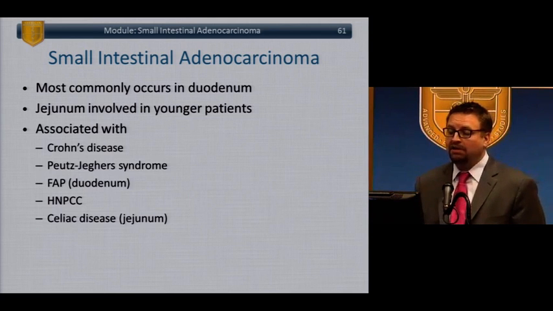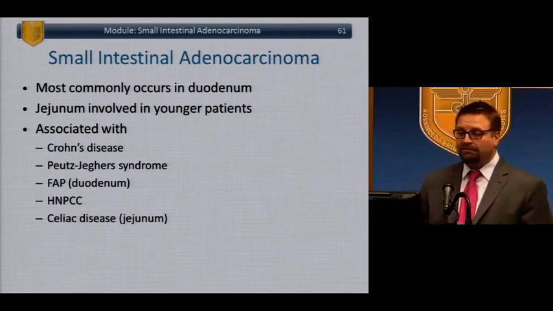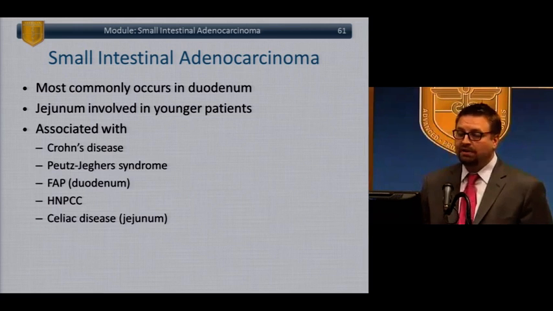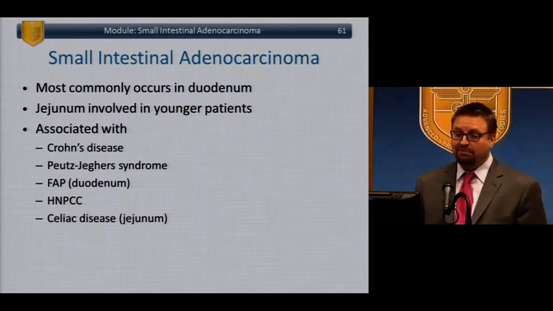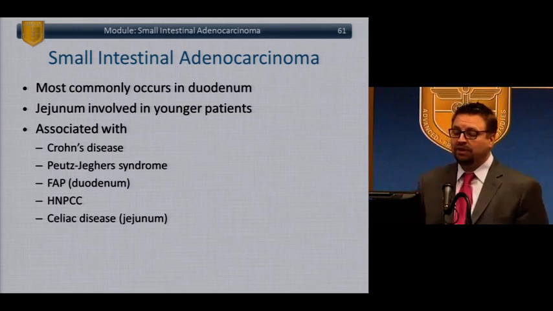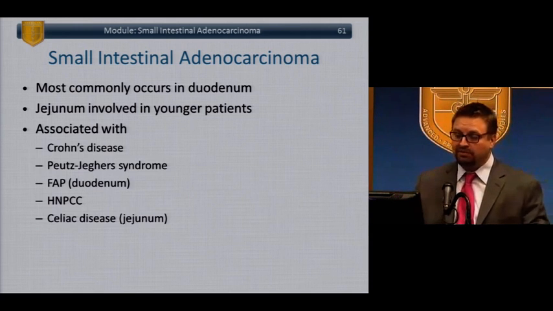Jejunum can be involved in younger patients, but most of the time when you see small bowel cancer, it's going to be associated with one of the risk factors, such as Crohn's disease, as mentioned before. Like any chronically inflamed tissue bed, there's an increased risk of cancer. Peutz-Jeghers syndrome, although a syndrome of hamartomatous polyps, these people still get more cancers. FAP, these are patients with hundreds of polyps in the colon, but still frequent polyps in the small bowel. And as these are adenomas, it's not surprising that some of them will turn to cancer.